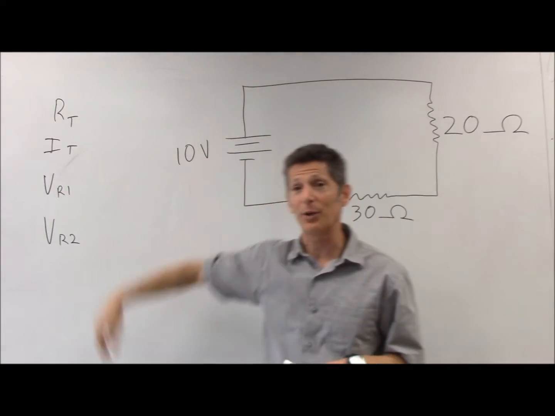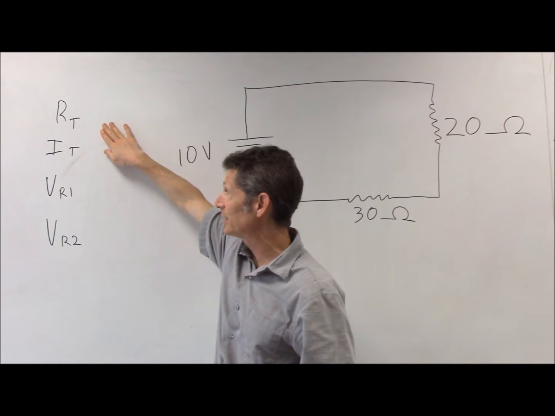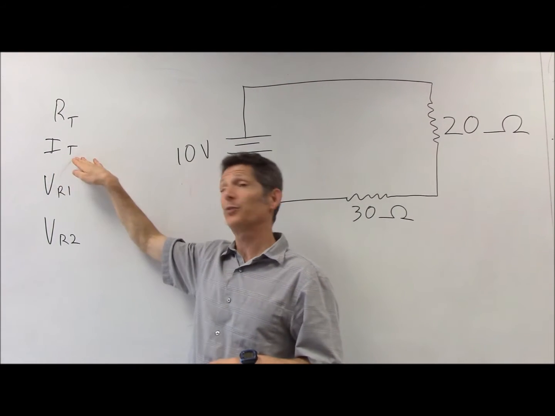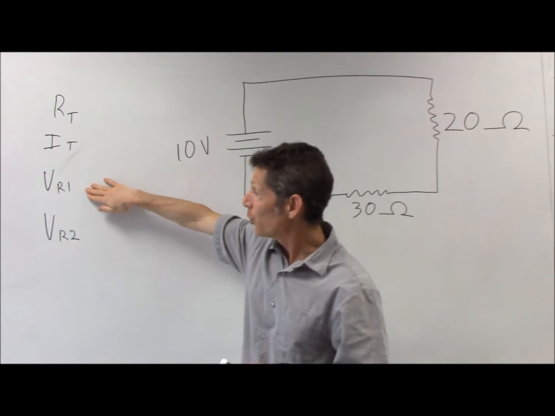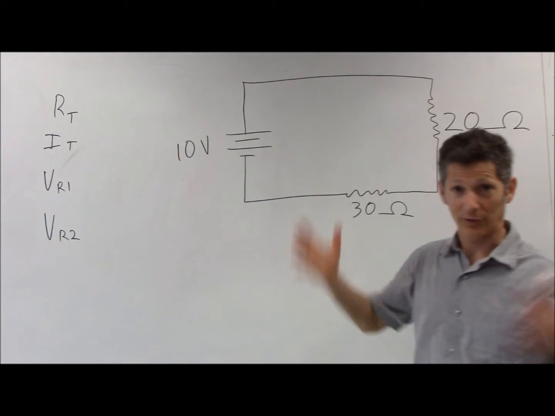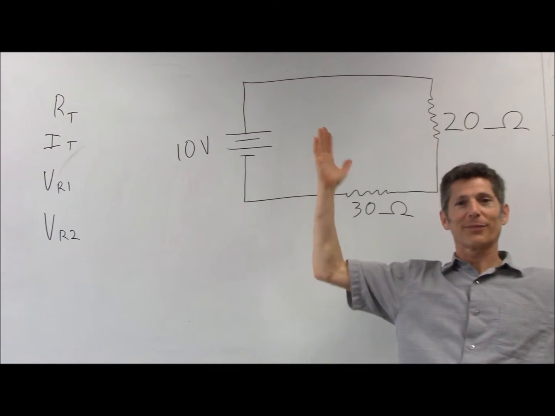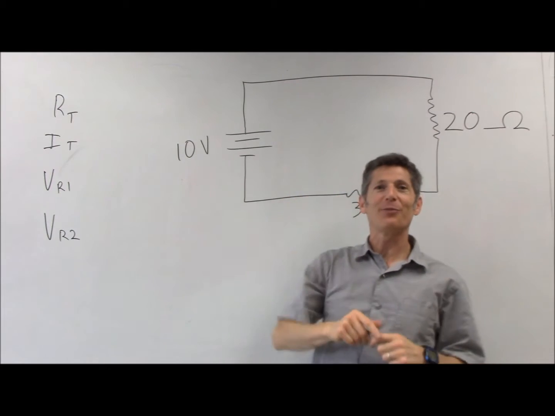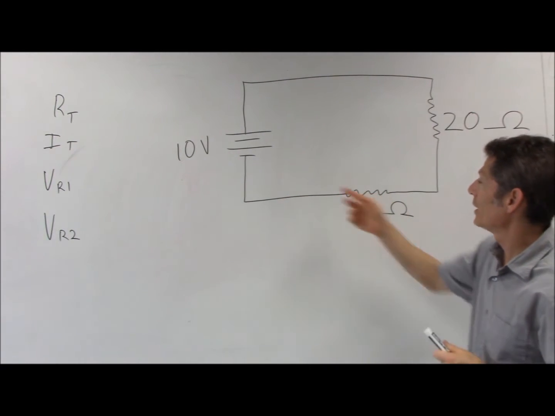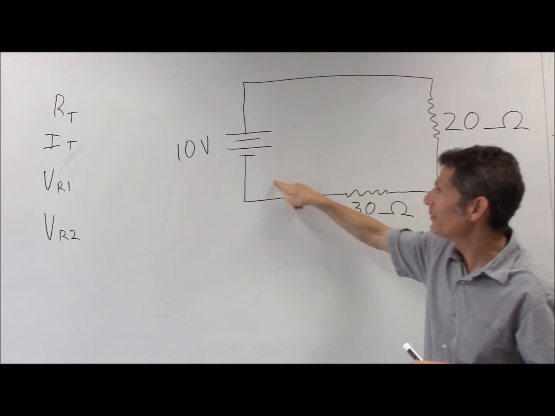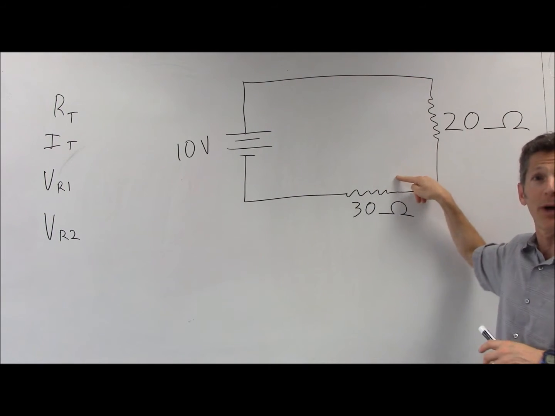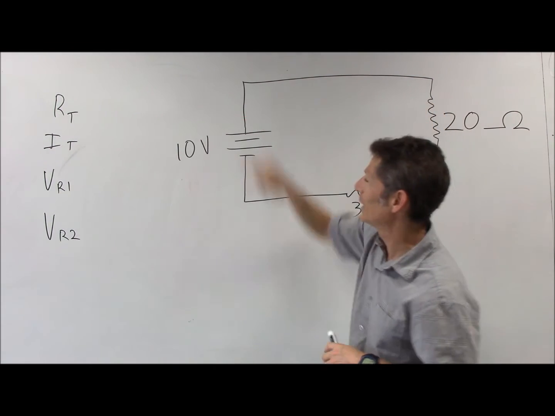So I'm just going to calculate a bunch of things. I'm going to calculate the total resistance, the total current. I stands for current, remember, and the voltage drop across both resistors. So we'll just go for it. So here's my 10-volt battery. Again, imagine electrons are leaving the battery and they're losing some of their voltage as they pass across each resistor.